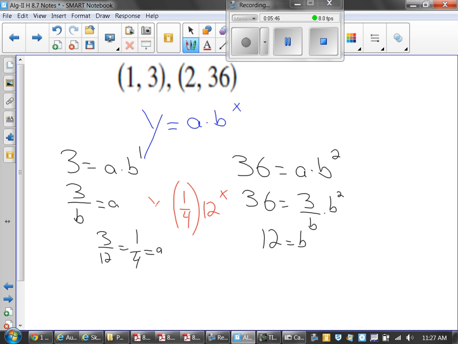So on the test, will it actually have us make the equation? What do you mean? Yeah. No, it'll say write the power equation, or the exponential equation, that has the passing points.